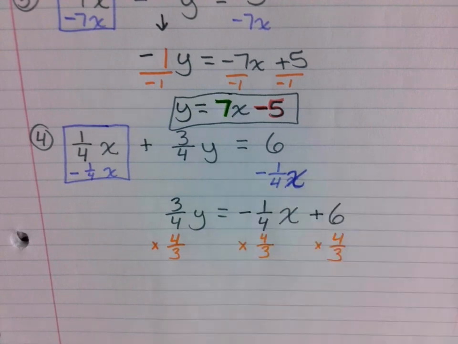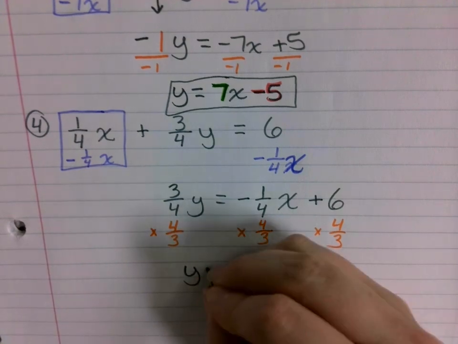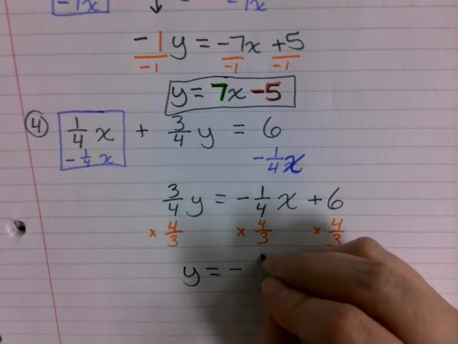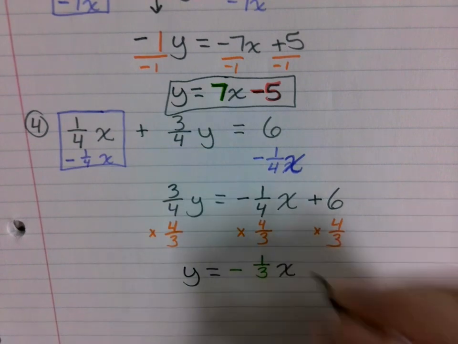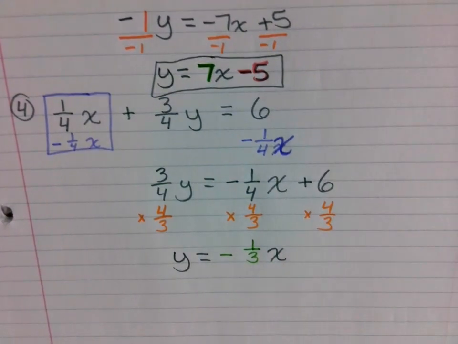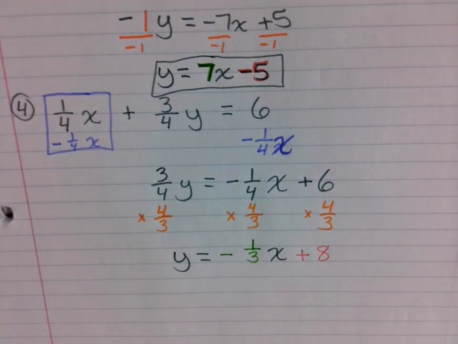Okay, if we multiply all of it by 4/3 or divide everything by 3/4, whatever you said, y is then going to be equal to a negative 1/3 x. And then when we do 6 times 4/3, it's going to come out to a positive 8. So plus 8. And that's it.